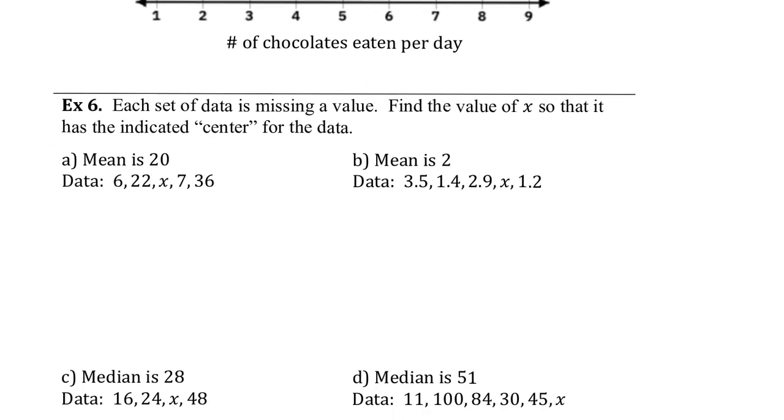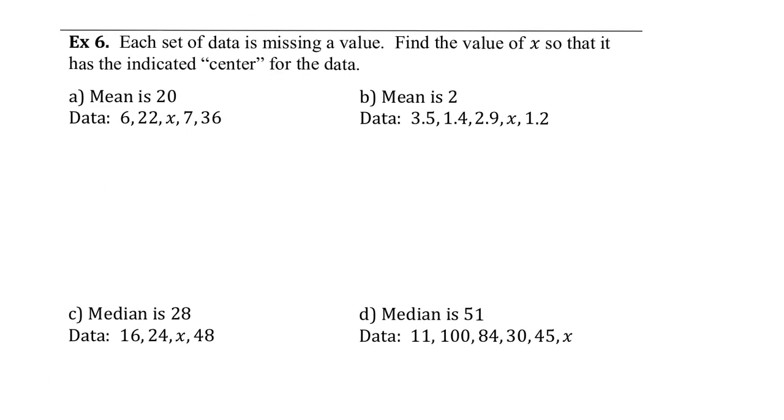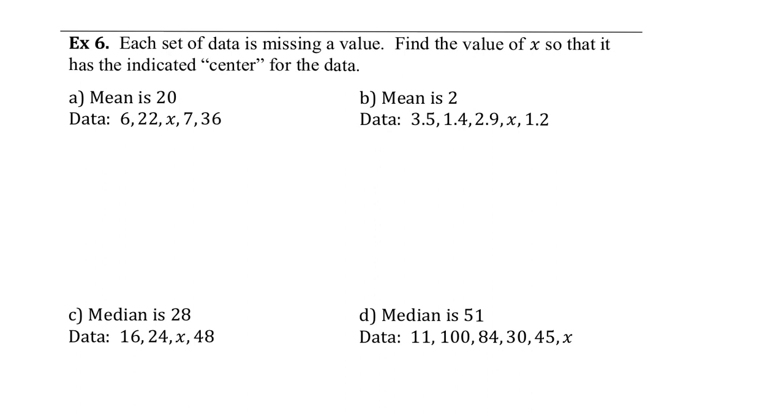Okay, last example. Each set of data is missing a value. Find the value of X so that it has the indicated center for the data. This one says it has a mean of 20. If I want the mean, I add up all the numbers and then divide by how many numbers there are. So 6 plus 22 plus 7 plus 36 is 71.